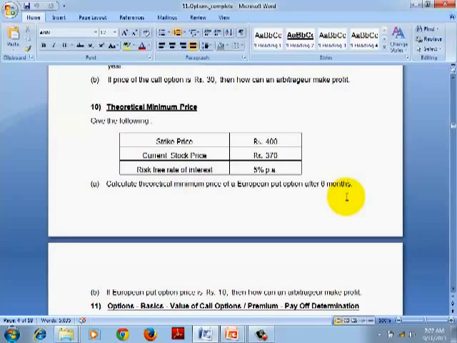Now see, the risk-free rate is given as 5% per annum. How much for 6 months? 2.5? Okay. So that's why we need to do one session on time value of money. We'll probably try to do it tomorrow.